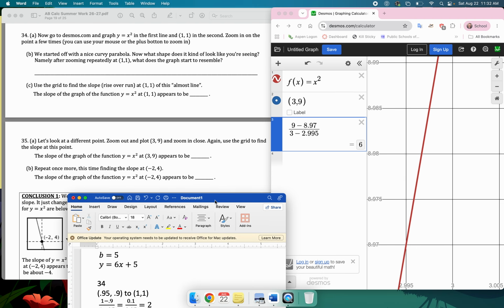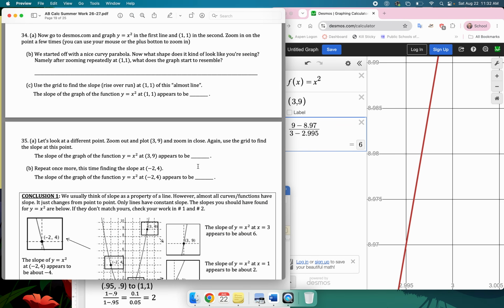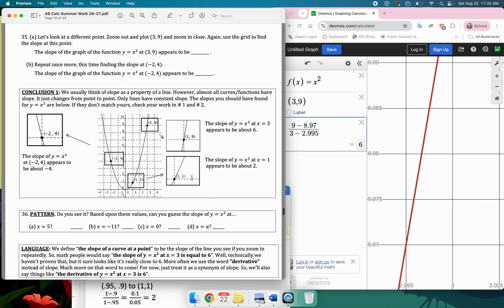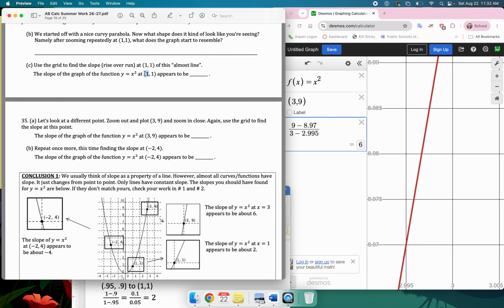And then, yeah, repeat one more time. I'm going to skip to the chase. You should get -4 here. Yeah, do you see the pattern? So, here, when the x value is 1, the slope appeared to be 2. Here, when the x value is 3, the slope appeared to be 6. And here, although I didn't do it because I'm getting kind of lazy, the x value is -2, and the slope appears to be -4. It certainly seems like the slope is always just twice the x value.